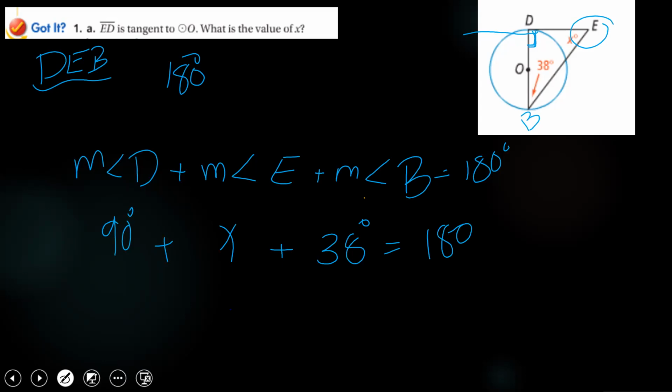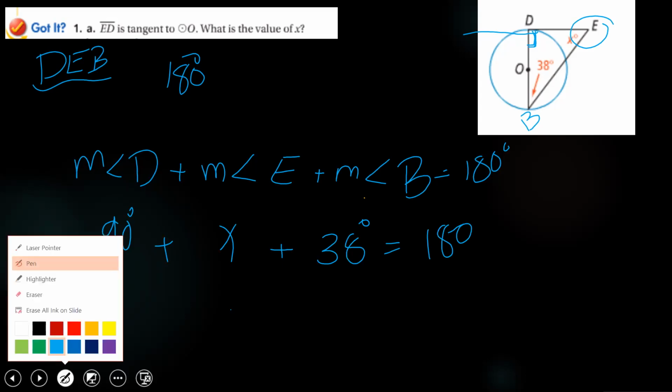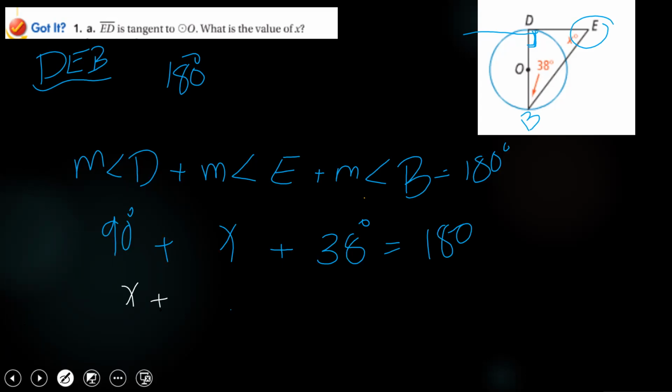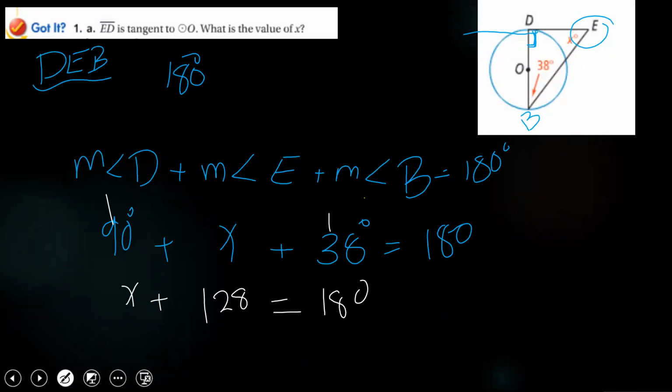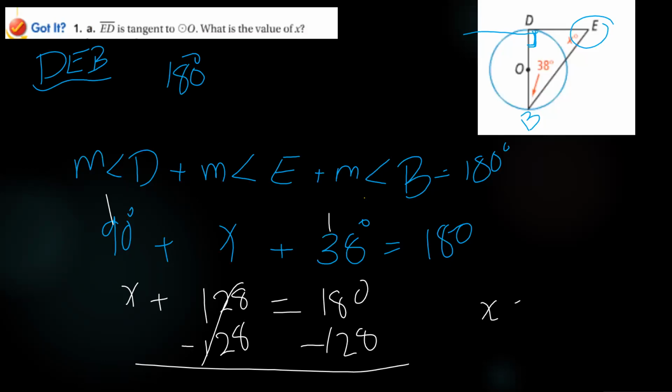Now, as we know before, we can add them: X plus 90 plus 38, which is 128, equals 180. Then 180 minus 128. So X is 52.